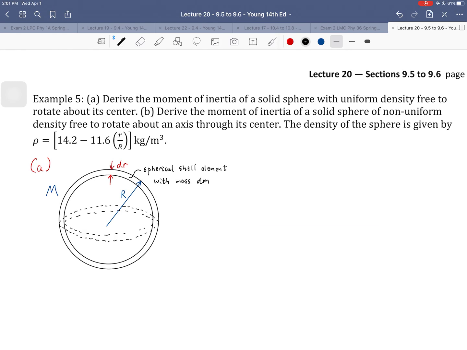Now, here's the idea. We're going to start this the same way that we would have done the rod, because we want to use the definition of the moment of inertia. So we'll start with the idea that I equals the integral of r squared dm. But here's the thing. If I just took r squared and multiplied by dm, what would the mass of the shell be? Well, it would just be the surface area of a shell times the thickness times the density, times rho, the volumetric density.